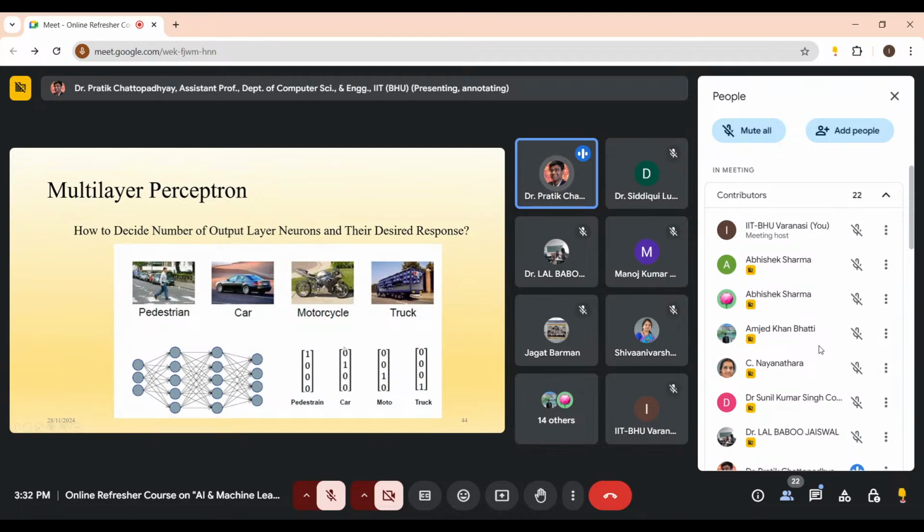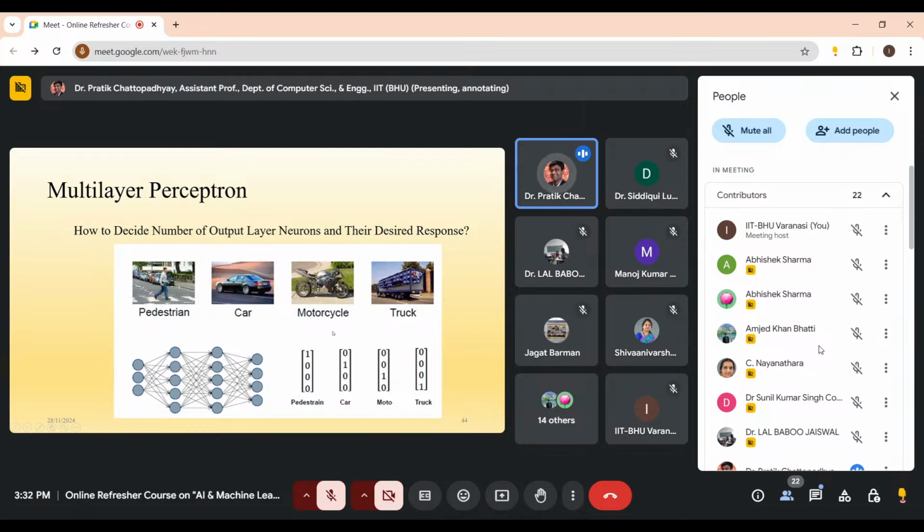So the desired output will be 0 1 0 0. So if the input is a motorcycle, the output neuron, this third output neuron should fire. So 0 0 1 0 is the desired output. Now the neural network will not give exactly 1 here and 0. So it will give some fractional numbers here.